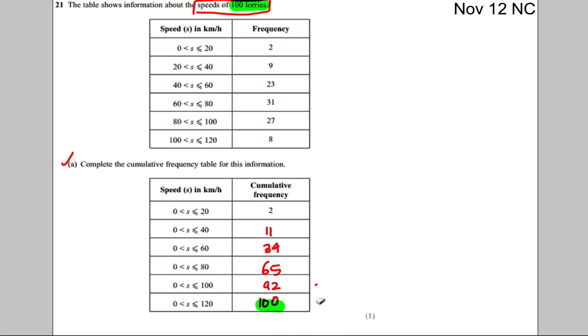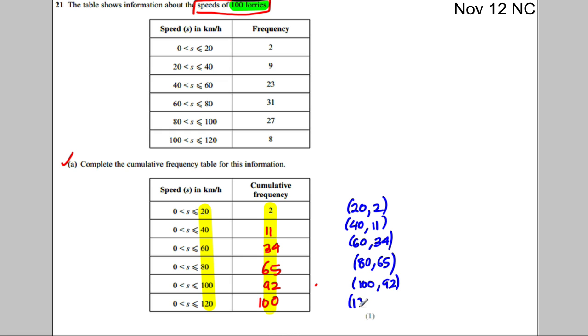Now remember what I've got to do. I've got to plot the end number of my group, so it's going to be these numbers here against these numbers here. So I'm going to plot the coordinates. I might as well write them down. 20 across and 2 up. I'm going to plot 40 across, 11 up. I'm going to plot 60 across, 34 up. I'm going to plot 80 across, 65 up. I'm going to plot 100 across, 92 up. And I'm going to plot 120 across, 100 up. Okay, on my cumulative frequency diagram.